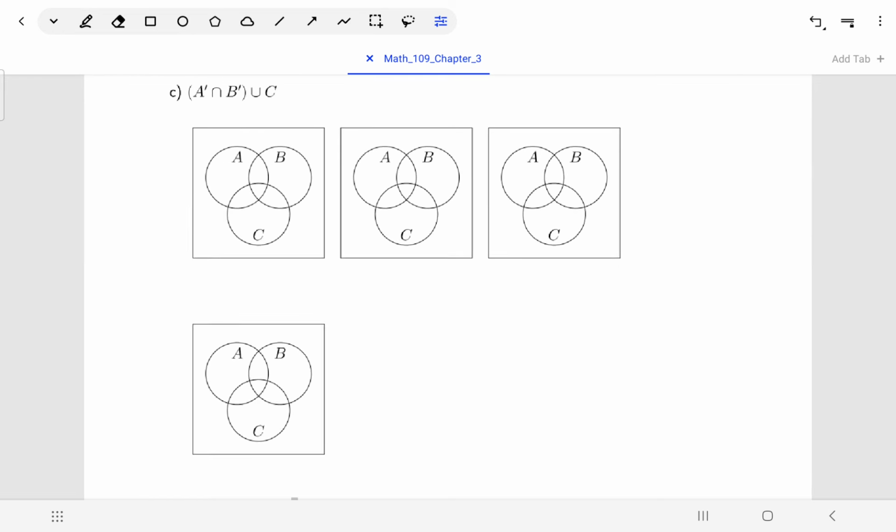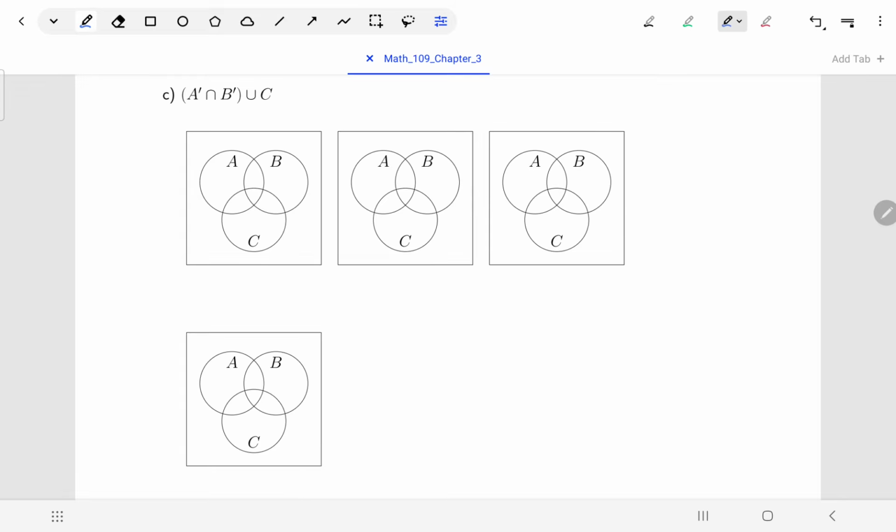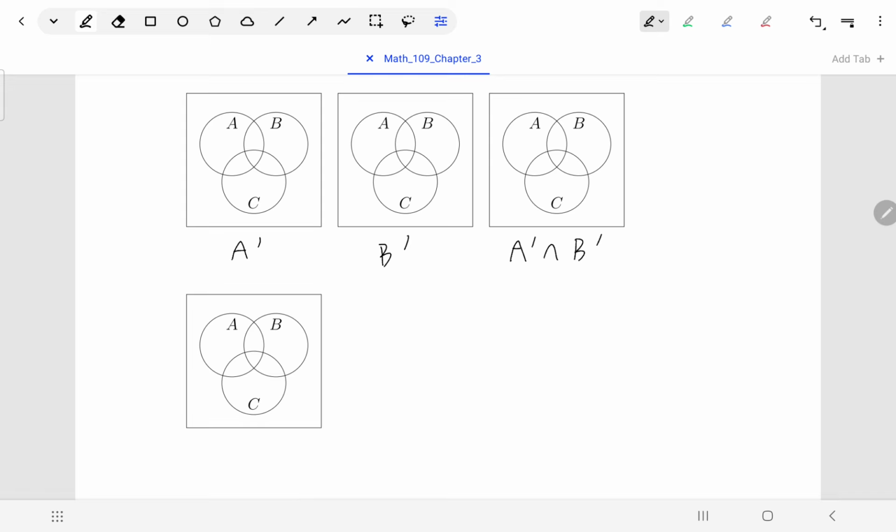All right, same sort of thing. We've got a bunch of little steps to do for this. I would need to find where is A complement and B complement first before I can find A complement intersected with B complement. Once I've got that, then I can find what is the union with C. So once I know A complement intersected with B complement, then I will just go right ahead and find what is the union of it with C for my last picture.